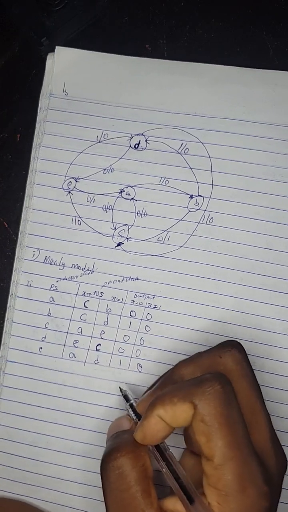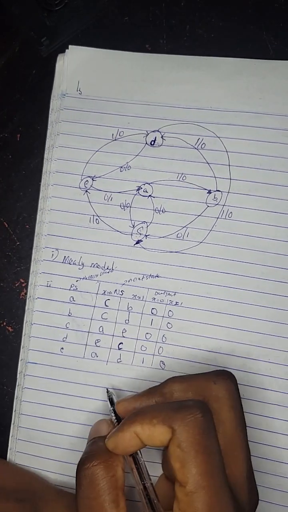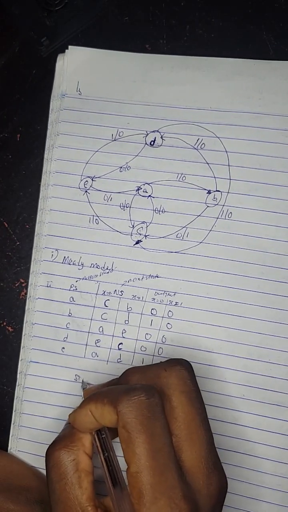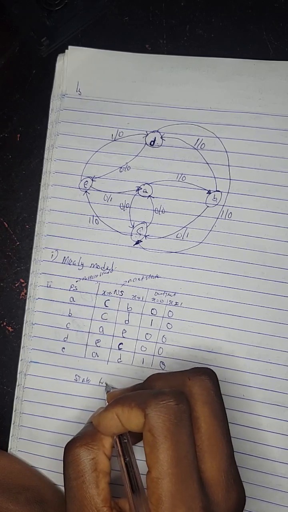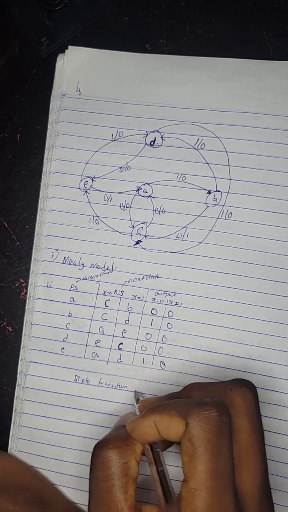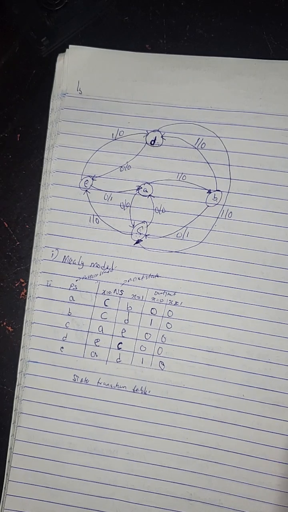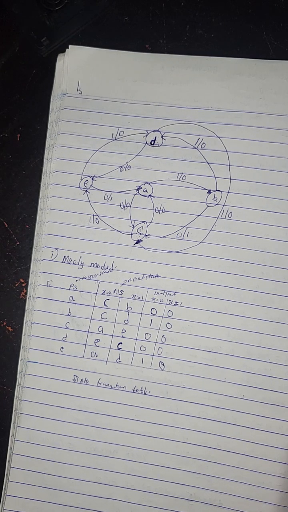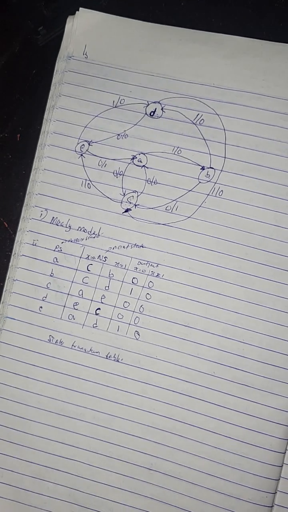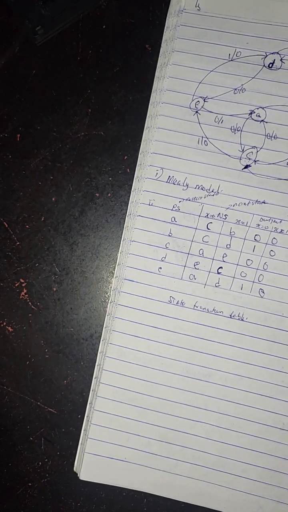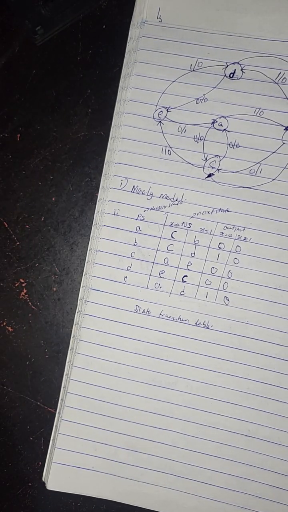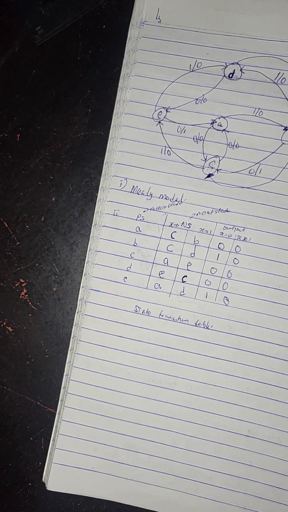So this one we have here is called the state transition table. Now after that, they said we should make use of implication chart methods to reduce the number of states in the given finite state machine to the barest minimum and draw the reduced state transition diagram.